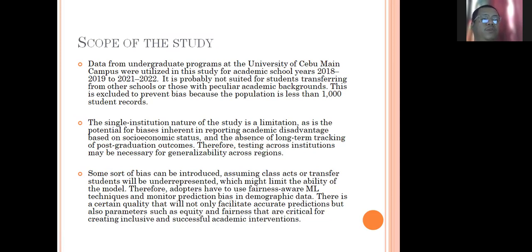Therefore, adopters have to use fairness-aware machine learning techniques to monitor prediction bias in demographic data. There's also a certain quality that it will not only facilitate accurate predictions, but also parameters such as equity and fairness that are critical for creating inclusive and successful academic interventions.